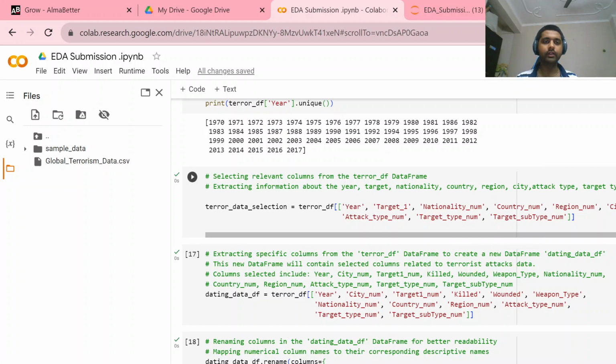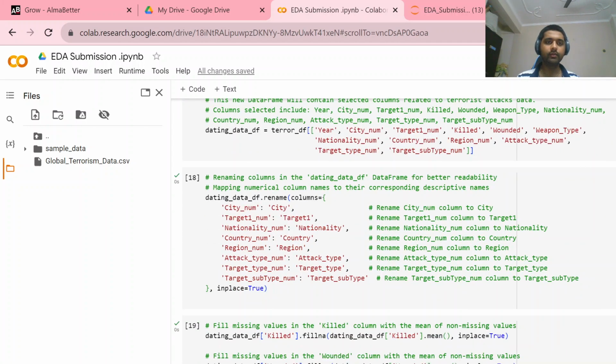Here we make one more dataset by choosing particular columns for the visualization purpose, which we will see further. Here we make one more dataset, dating data df, and we do the renaming of the dating data df.